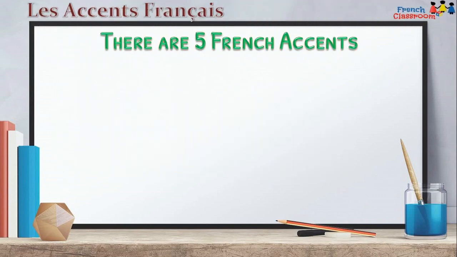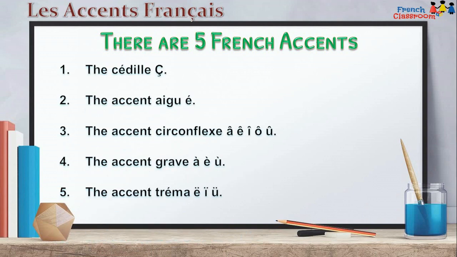Les accents français. There are 5 French accents. First one, the cédille, which is placed on the C. Second, the accent aigu, which is used on the E. Third, the accent circonflexe, which is used on the vowels A, E, I, O, U. Fourth, the accent grave, which is used on the vowels A, E, U. Fifth, the accent tréma, which is used on the vowels E, I, and U.